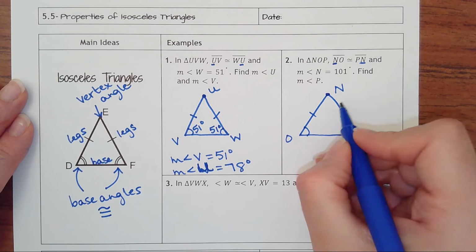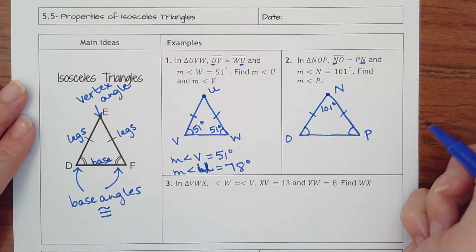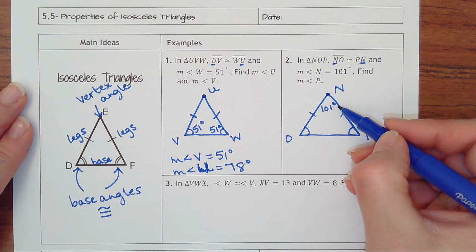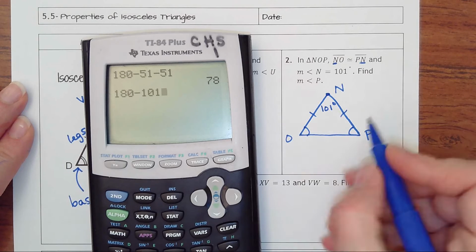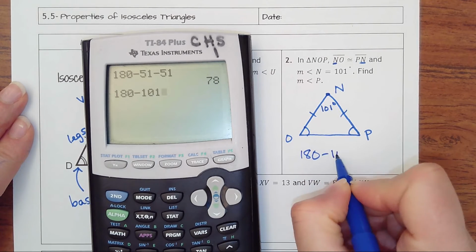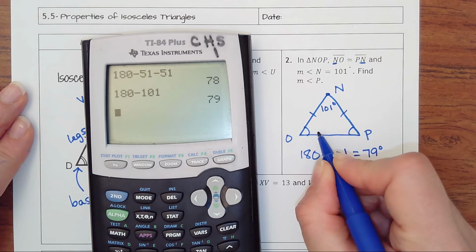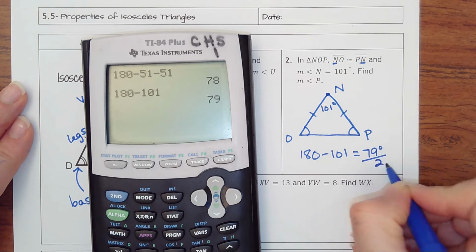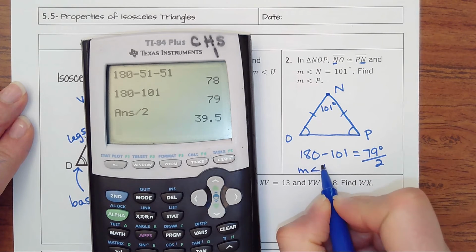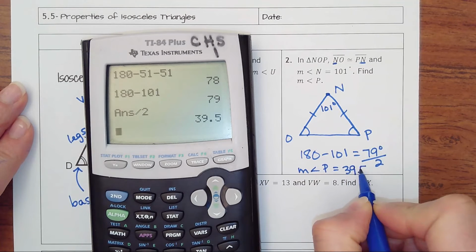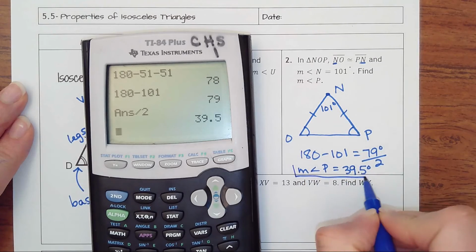Measure of angle N is 101 degrees. Find the measure of angle P. This time they're giving me the vertex angle. So what I can do is take 180 minus 101, and I'll write this down so you can have it for your notes. That leaves me with 79 degrees for these two angles, which are congruent. So I just need to divide that number by 2, and that will tell me that the measure of angle P equals 39.5 degrees. O would also be 39.5 degrees.